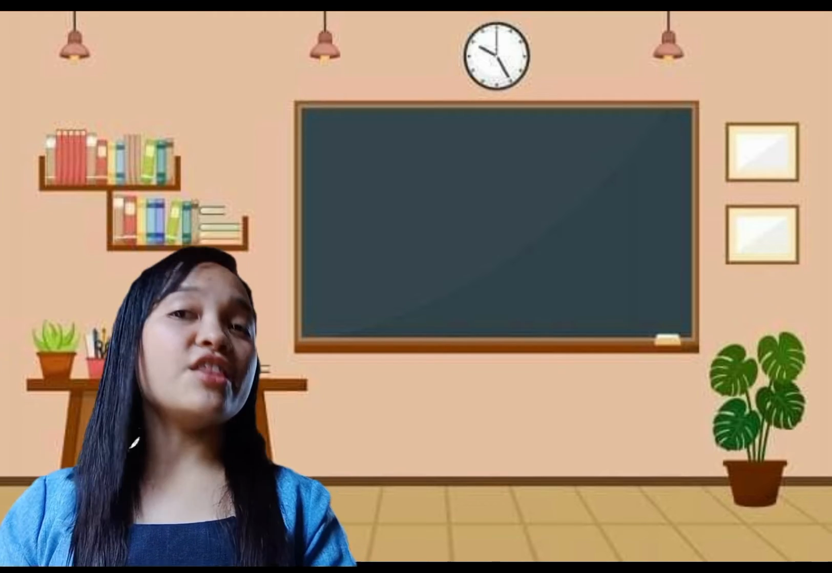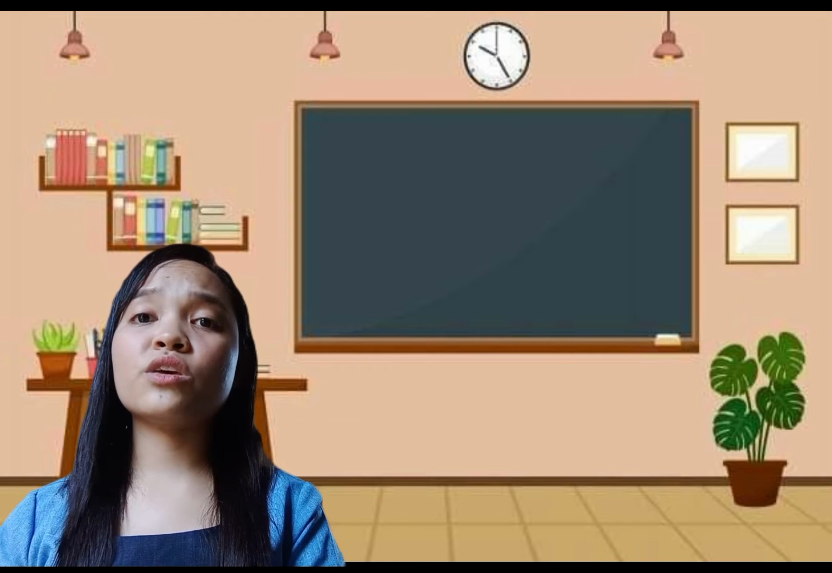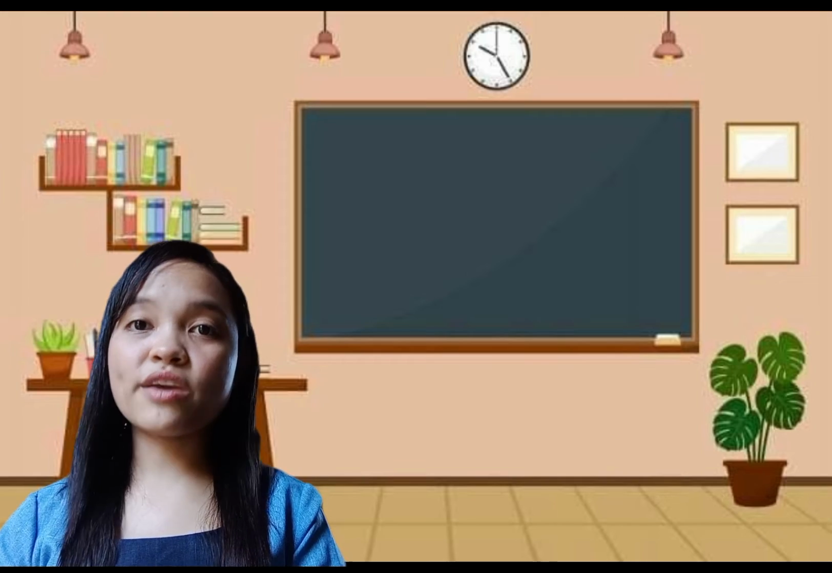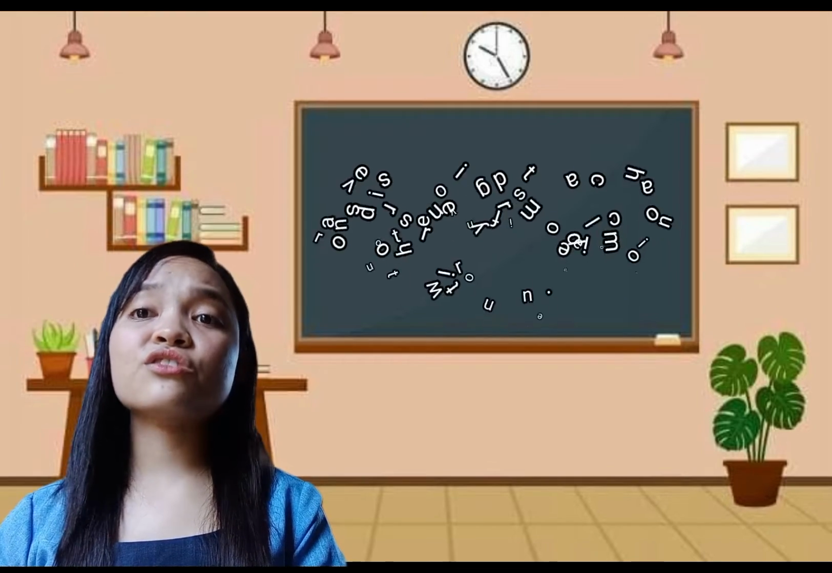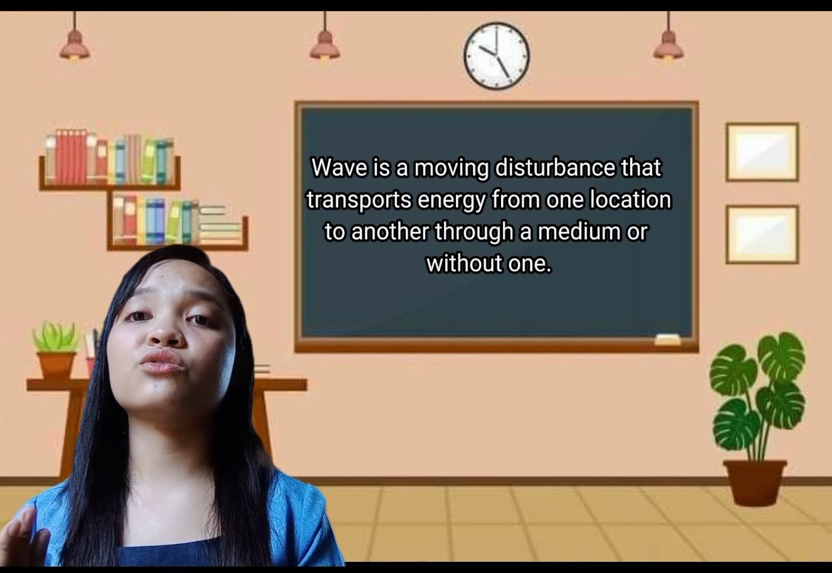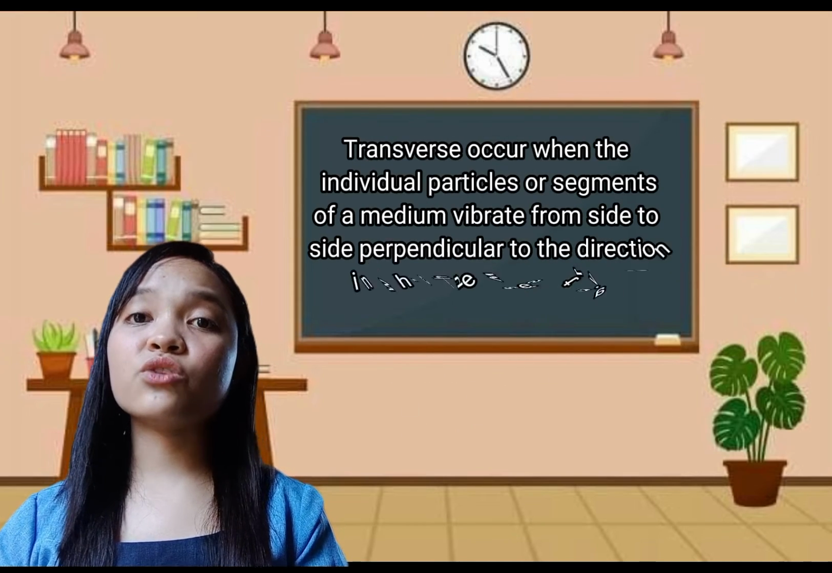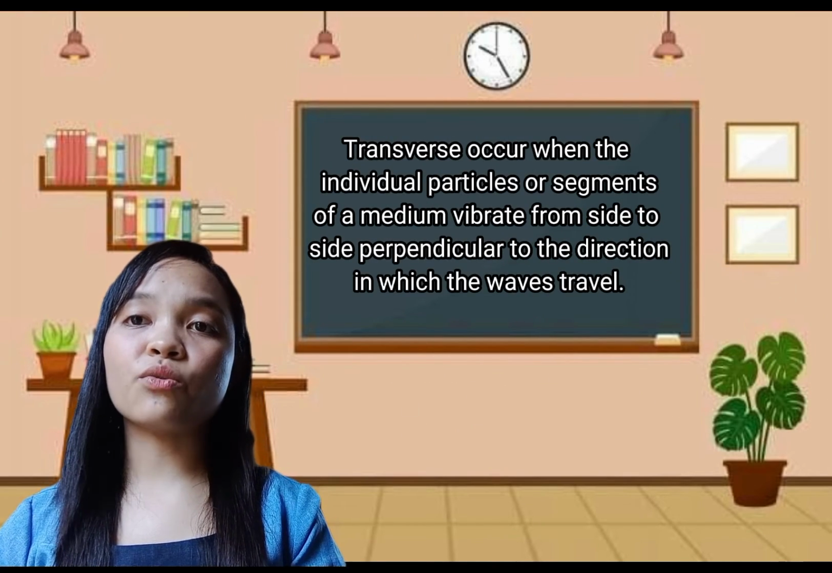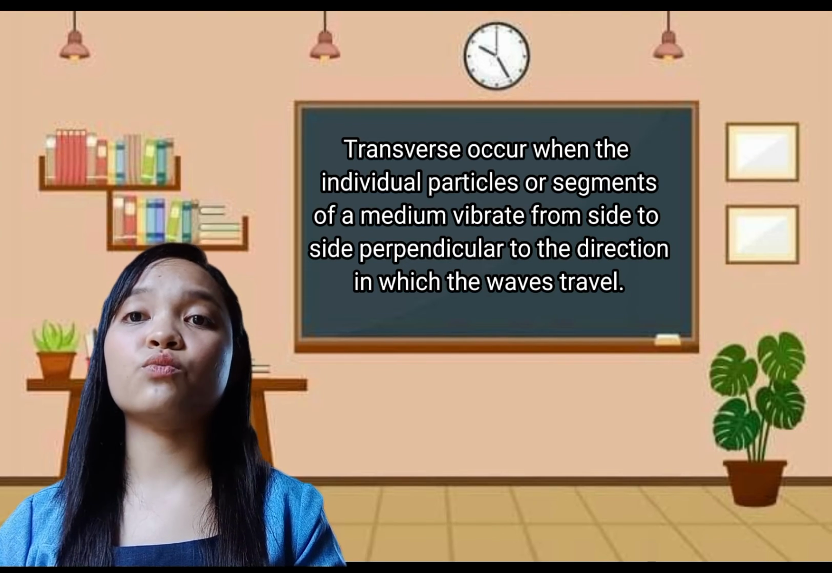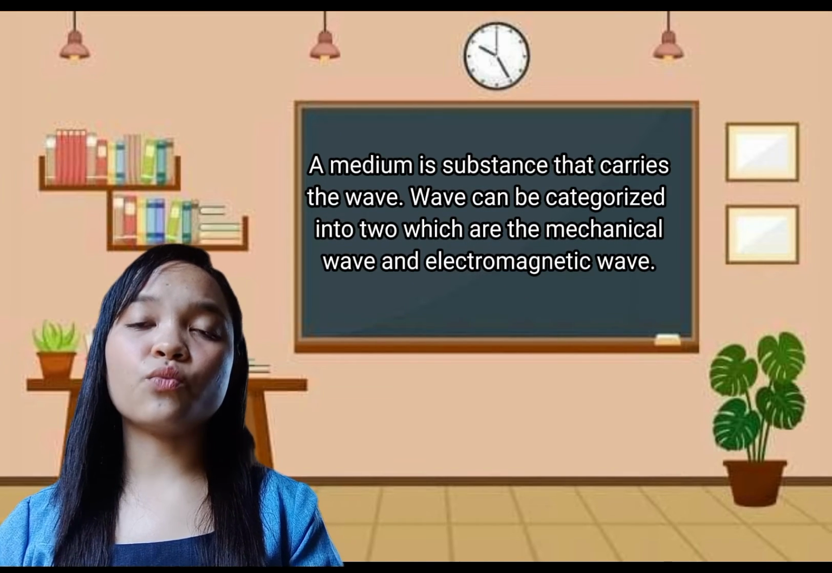Alright students, this time let us sum up our lessons. Let's gather together all that we have discussed and learned today. We discussed waves. A wave is a moving disturbance that transports energy from one location to another through a medium or without one. Transverse waves occur when the individual particles or segments of a medium vibrate from side to side, perpendicular to the direction in which the waves travel. A medium is a substance that carries the wave.